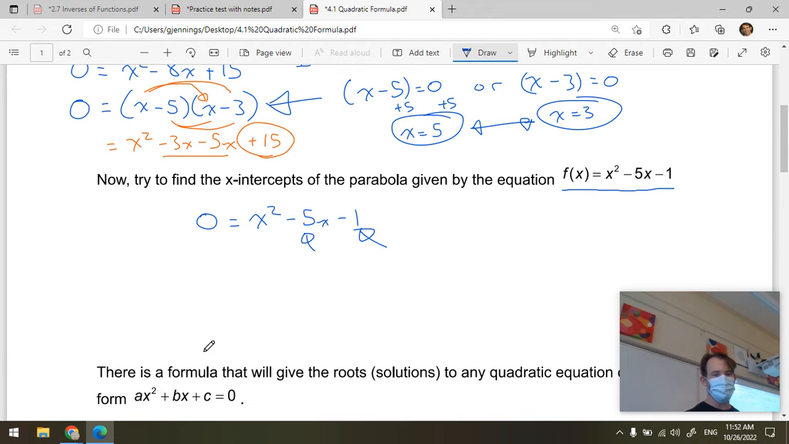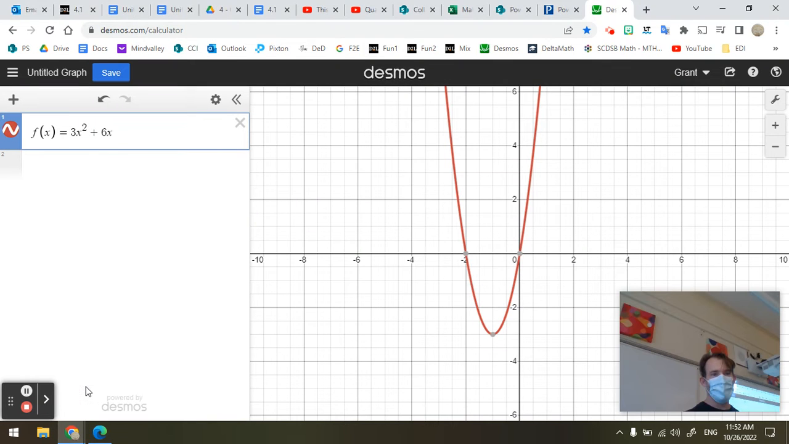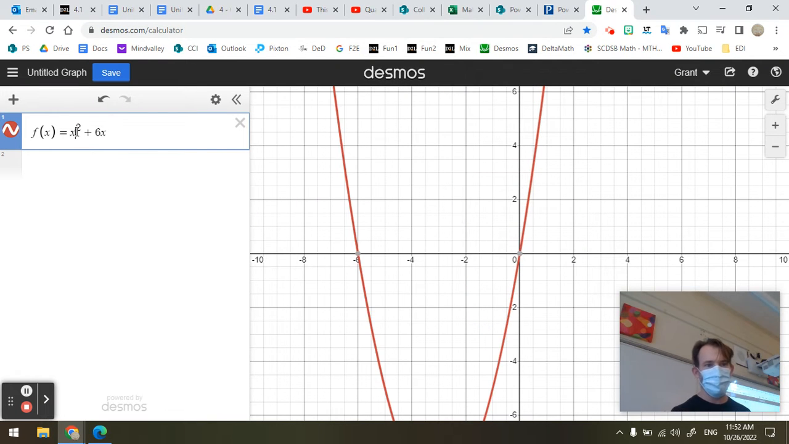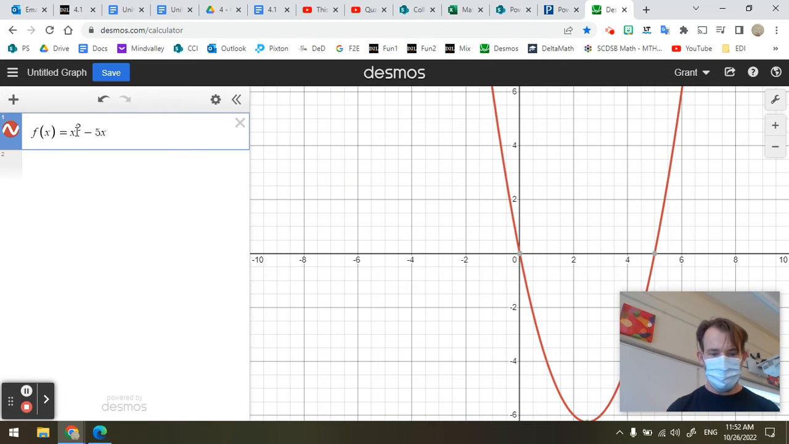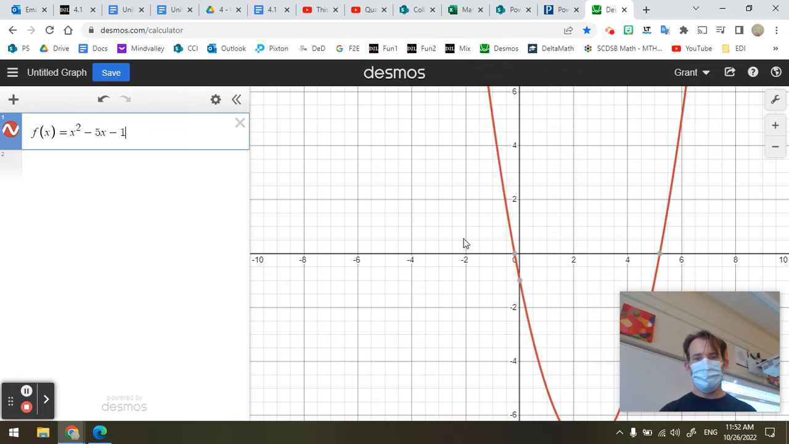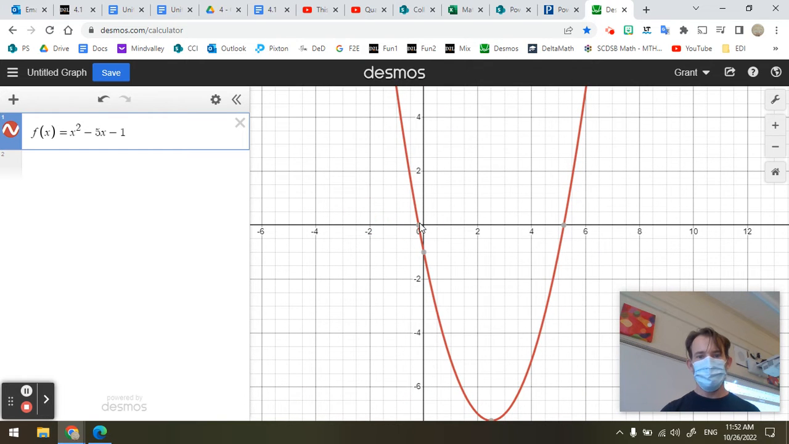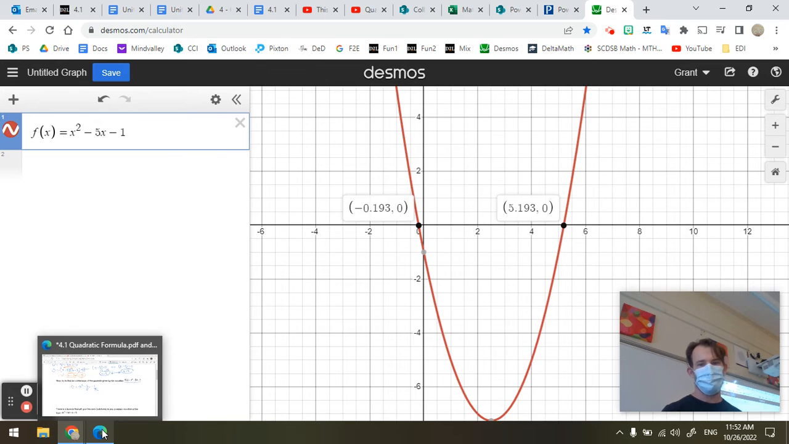Let's take a look at this in Desmos and see what it looks like. So we had x squared minus 5x minus 1. And we see that there are indeed two spots where it's touching the x-axis, but these aren't integers. They're not clean, nice, well-behaved points. They're really ugly looking fellows. So how are we going to find those? Again, we'll use the quadratic formula to find these types of answers.